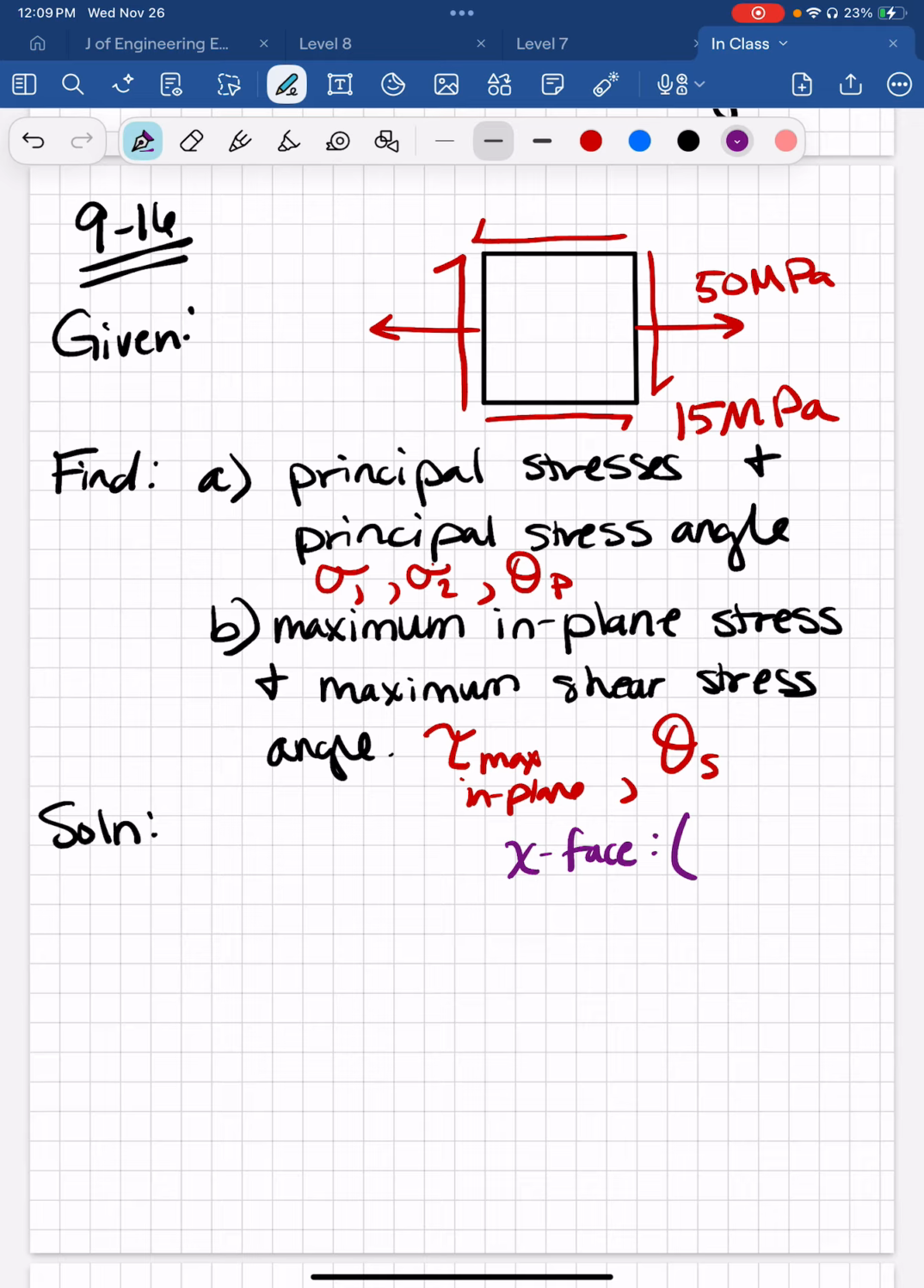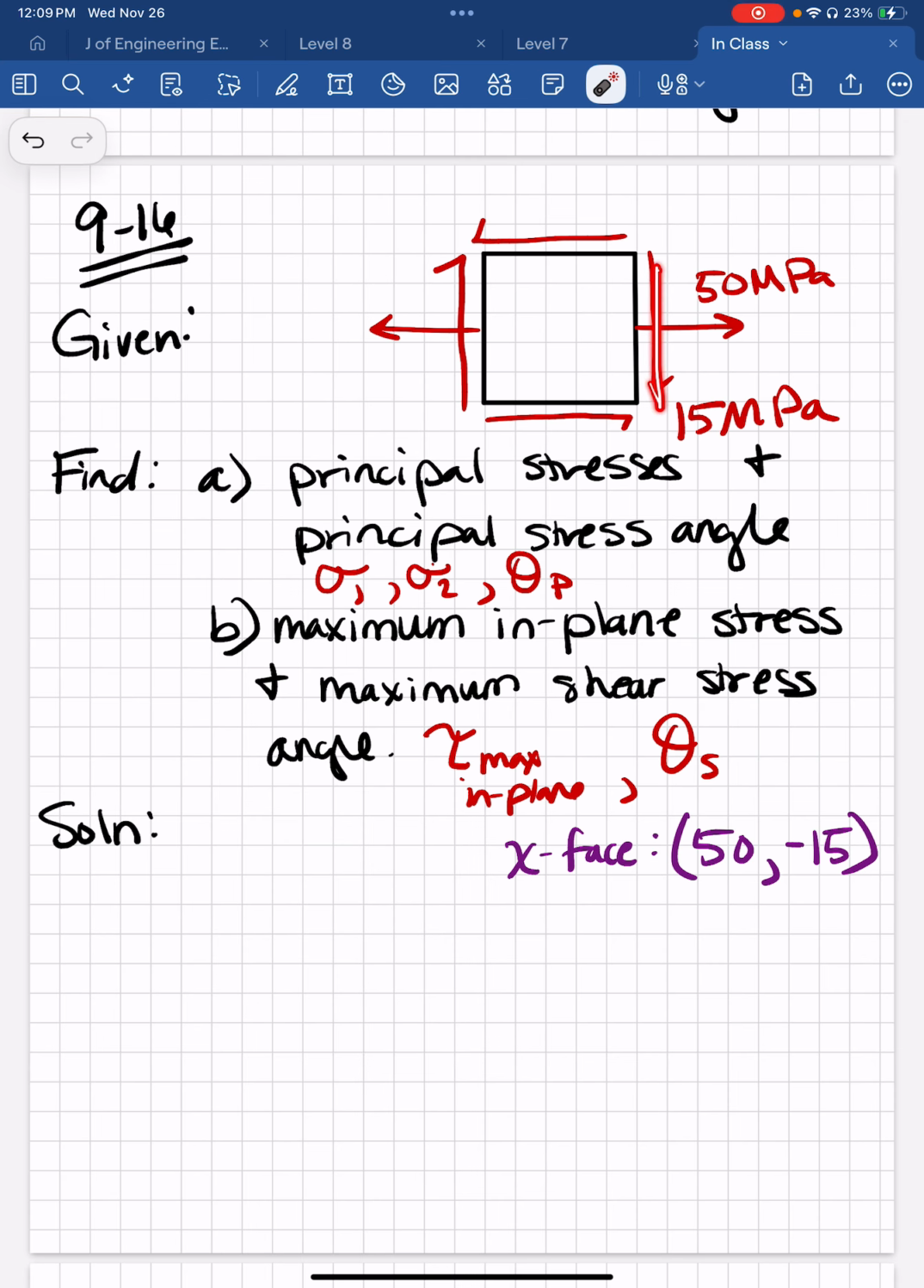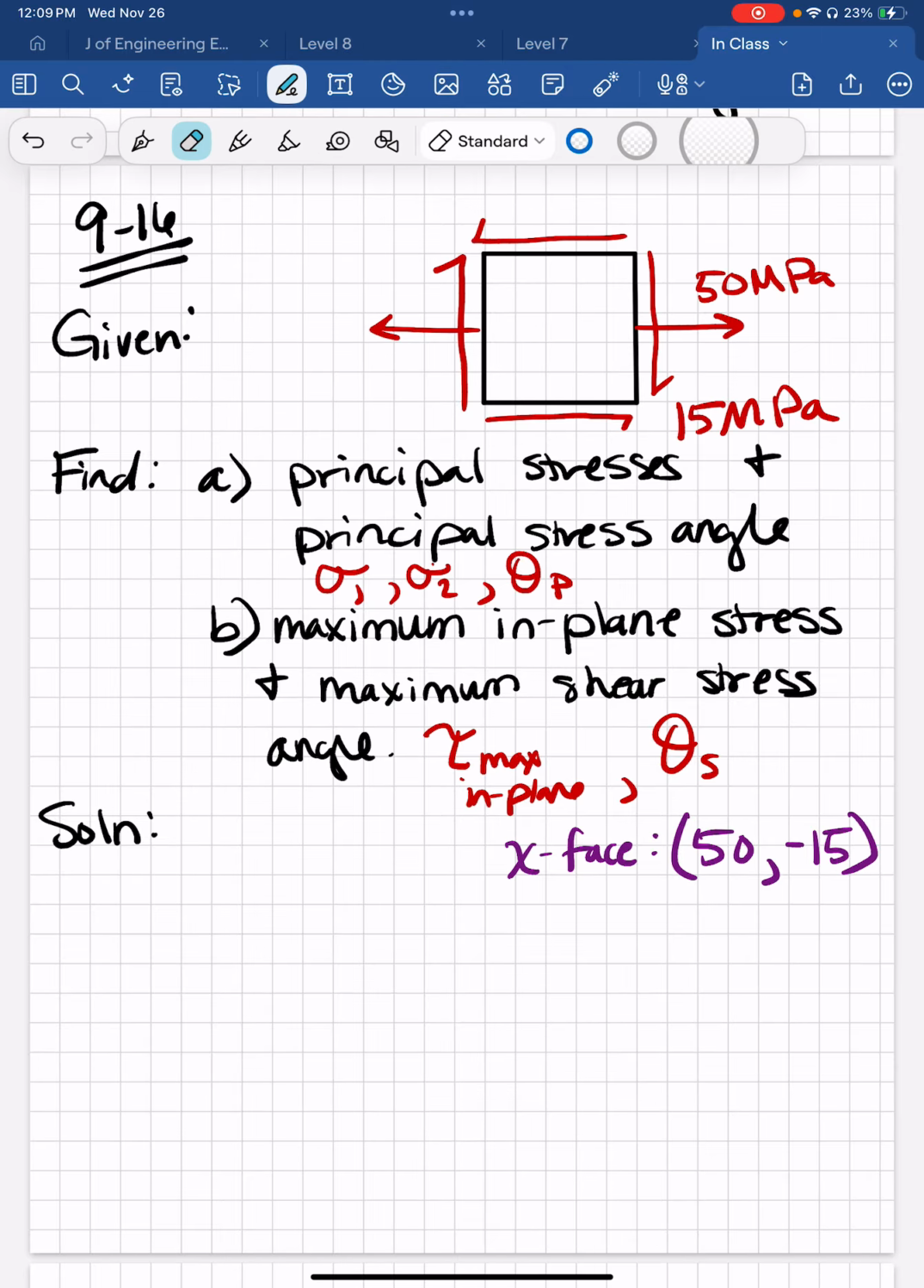Remember, the x face is the stress in the x direction, so that's 50 megapascals. And then it's the tau, which is in the negative direction because it's moving clockwise. So negative 15. The way we get that direction is that it's pointed in this direction, and that's in a clockwise direction, which would make it a negative number. Or you can use the right-hand rule to get the negative number there.